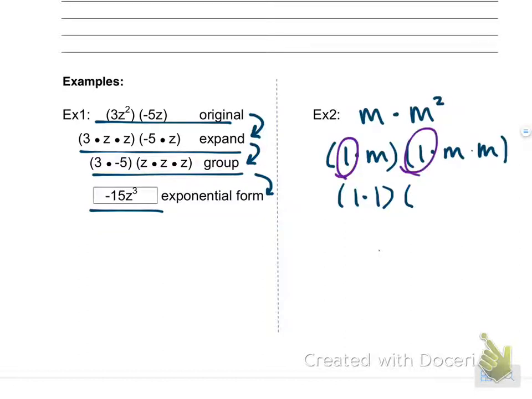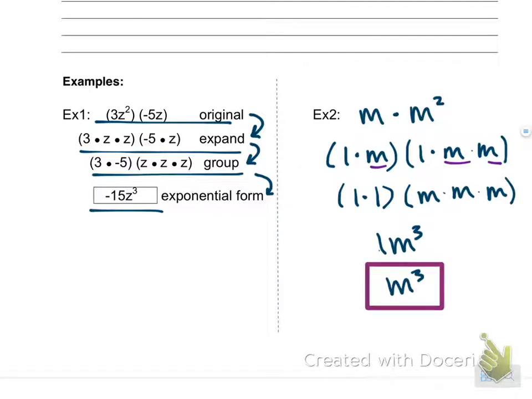these guys right here, I'm going to have 1 times 1. And then I'm going to take a look at my m's, and I have one m there and 2 m's there. So I should write in this next grouping 3 different m's multiplied together. So I'm going to get 1 times m to the third power, which is the same thing as m to the third power, since in algebra we often don't write the coefficient of 1.